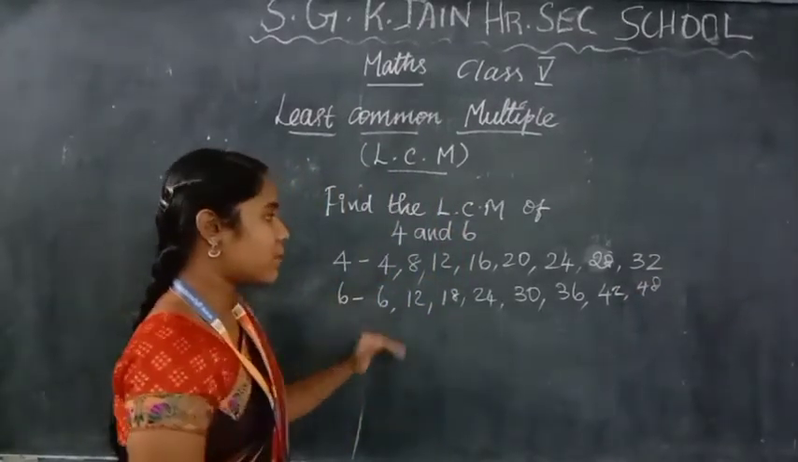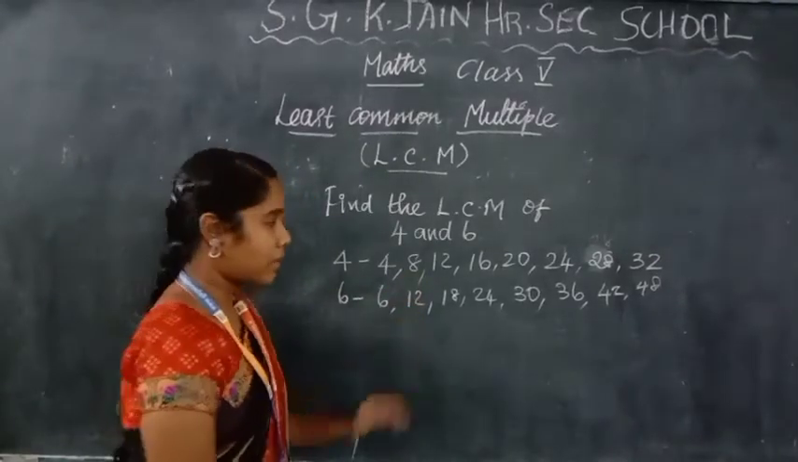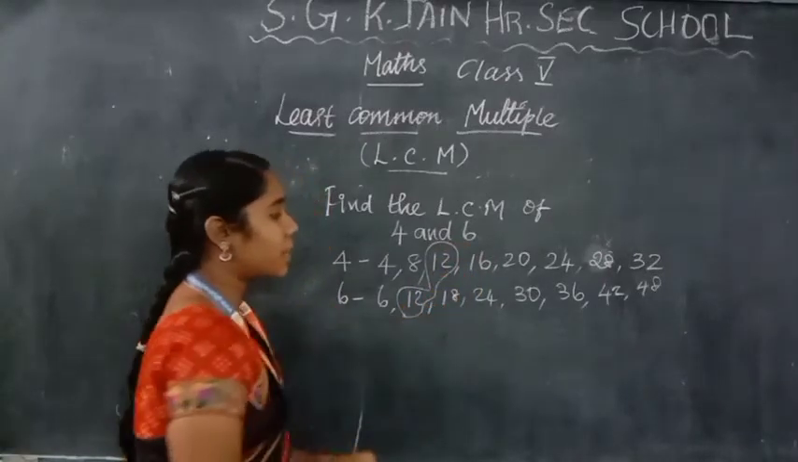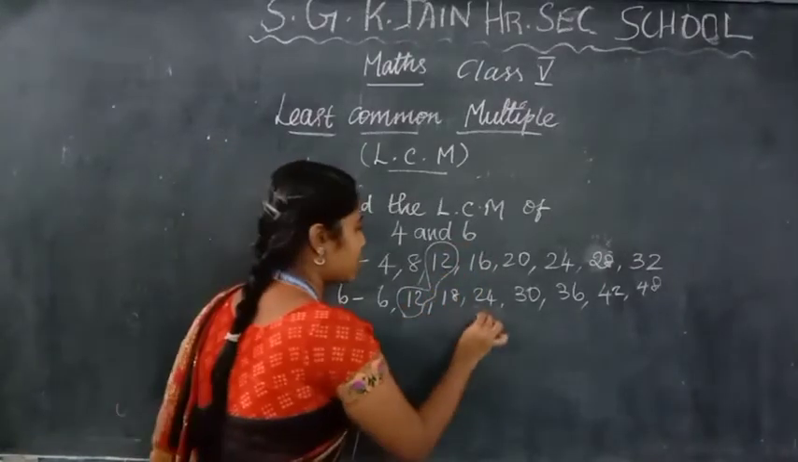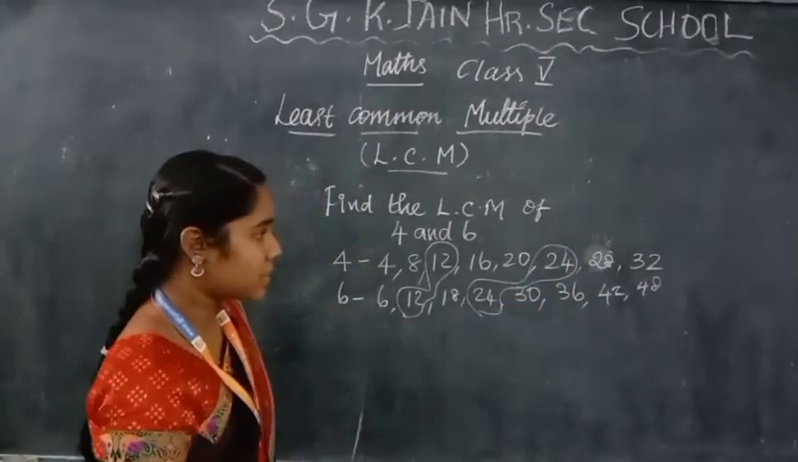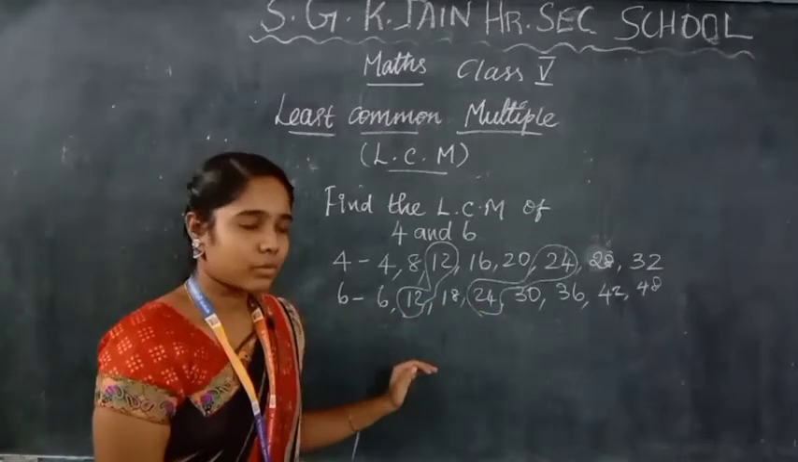Now shall we see which are the common multiples? That means we are going to find the common numbers among these. Which are the common numbers? Yes, 12 is a common number. Then, yes, 24 is a common number. Is any other number common? No, right? So 12 and 24 are the common multiples we have found.